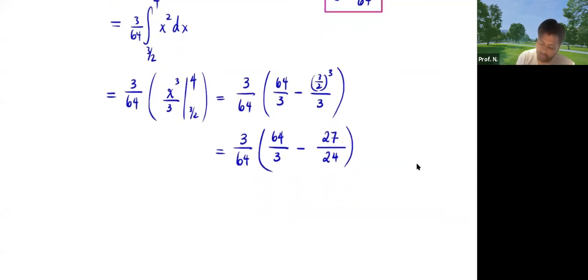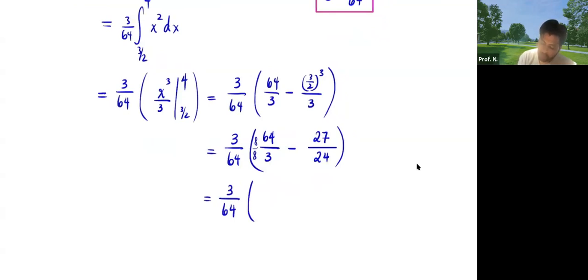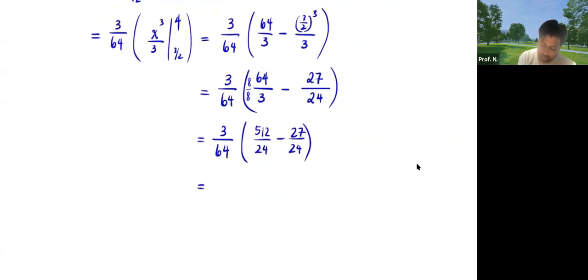And then you can multiply the top and bottom by 8, and what you get is 512 over 24 minus 27 over 24. And then 512 minus 27 is 485. So this is 3 over 64 times 485 over 24. The 3 here and the 8 here cancel. This becomes 485 over 512.